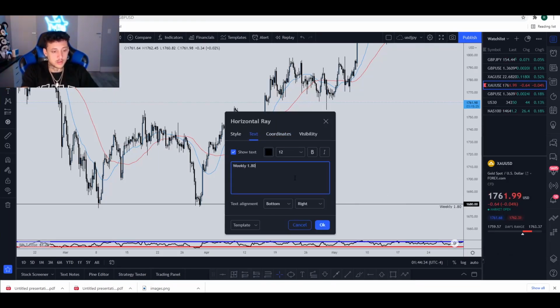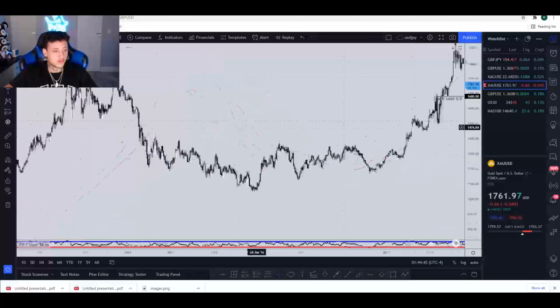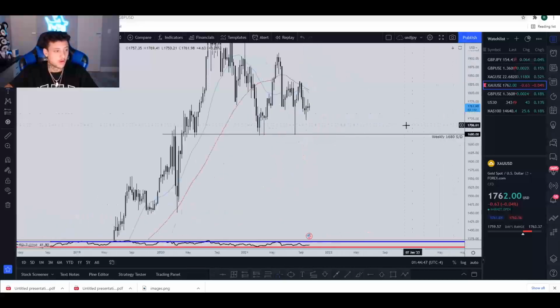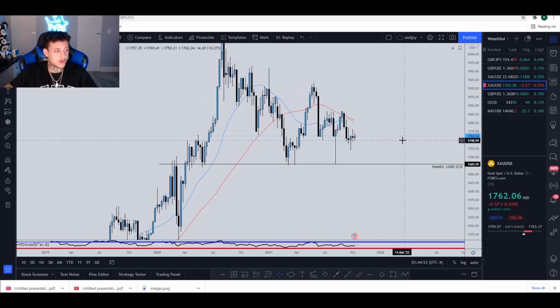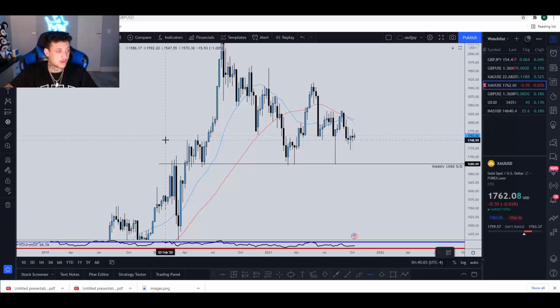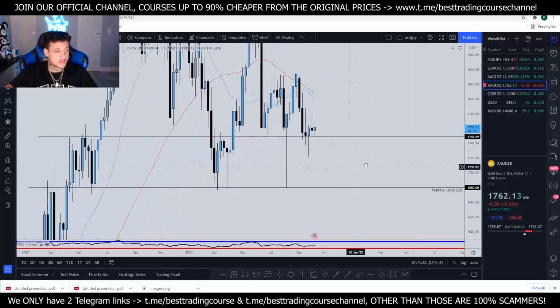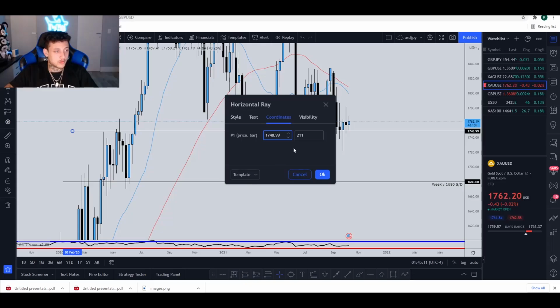Weekly 1680, supply and demand. Right, so there we go. So I have my first level marked off there on the weekly time frame. Now what I'm going to be doing is I'm going to just simply continue, which this could be another level right here, but this is probably going to look better off on the daily. 1748. So I'm going to mark this off here as well, because notice, actually I'll explain that in a second. I'm going to mark this off here as well.